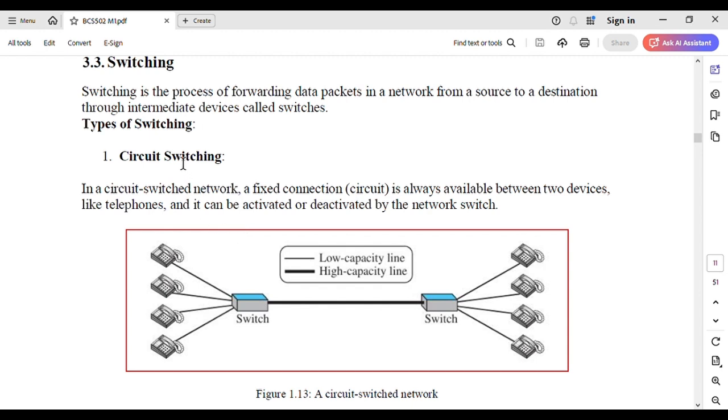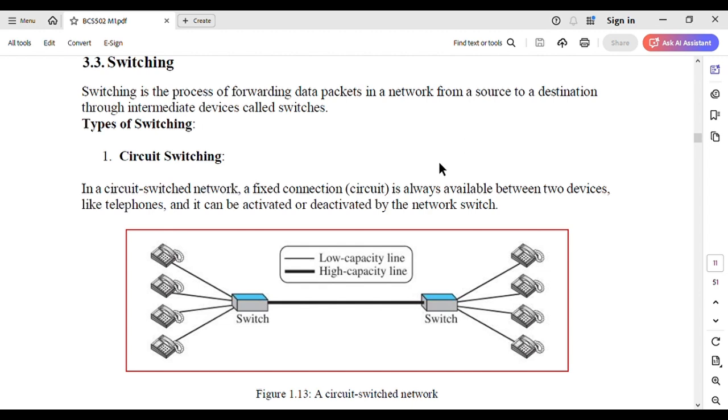As in the previous discussion, we have been discussing the concept of switching. Switching is the process of forwarding data packets in a network from source to destination through intermediate devices called switches. From one location to another location we do not have a direct path to reach the destination, so we find a path through the already existing network. We use several switches in the network, and there are two types of switching.